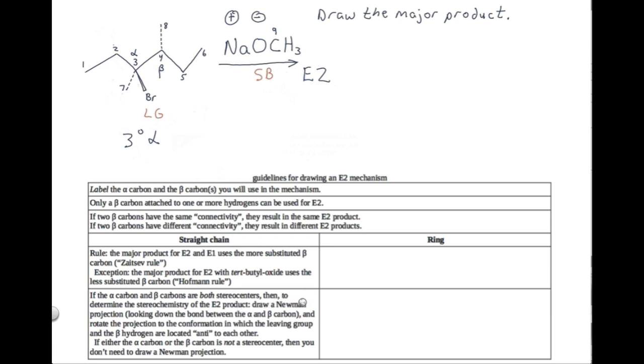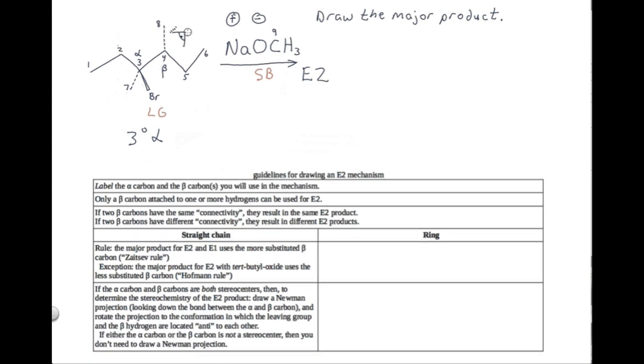So let's draw that Newman projection. Notice that you should draw the Newman projection looking down the bond between the alpha and beta carbon. So here I've drawn a person's eye looking down the bond between the alpha and the beta carbons. Now you could draw the eye on the right side of the bond, or you could draw the eye on the left side of the bond, but it's probably best to be consistent. You'll probably make fewer mistakes if you're consistent. Well, in the previous example, I drew the eye on the right side of the bond. So to be consistent, I'm going to draw the eye on the right side of the bond here as well.